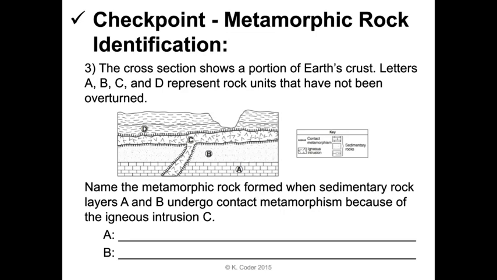So this is the same diagram we saw in the sedimentary rock video. When the igneous intrusion at C comes up through the Earth's layers, it's going to come in contact with A. A is limestone. So if limestone goes through contact metamorphism, it will turn into marble. For layer B, when it comes in contact with this igneous intrusion, B is sandstone, so B would turn into quartzite.